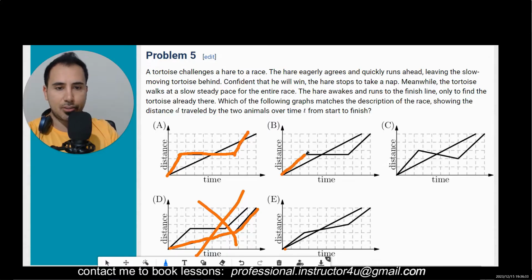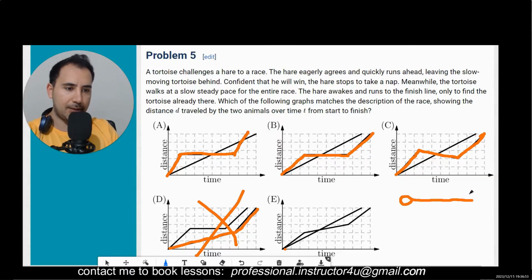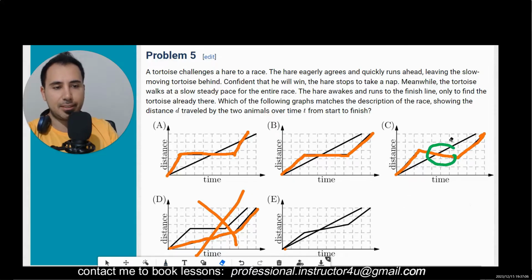This one gets fast, sleeping, fast. This one is not. Do you know what number 3 means? It means that the hare was going quickly to the right. And at this portion, because it's going down, that means it's going back to the left. That's more like physics, but it's not necessary. We just know that it's not the answer. That's all we need to know.